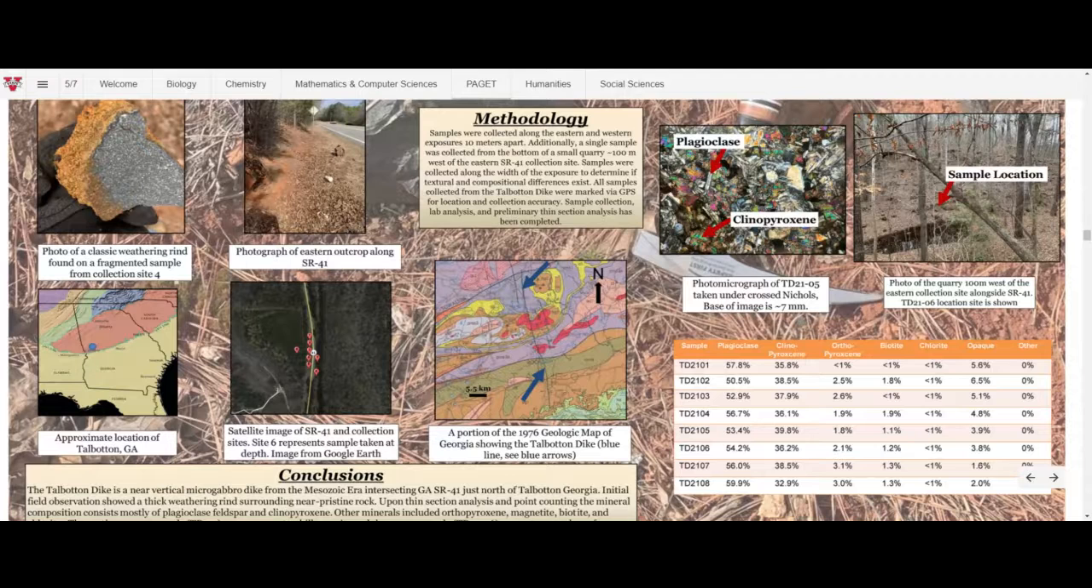It was a multitude of events that led up to this 39-kilometer long dike that protrudes through Georgia.